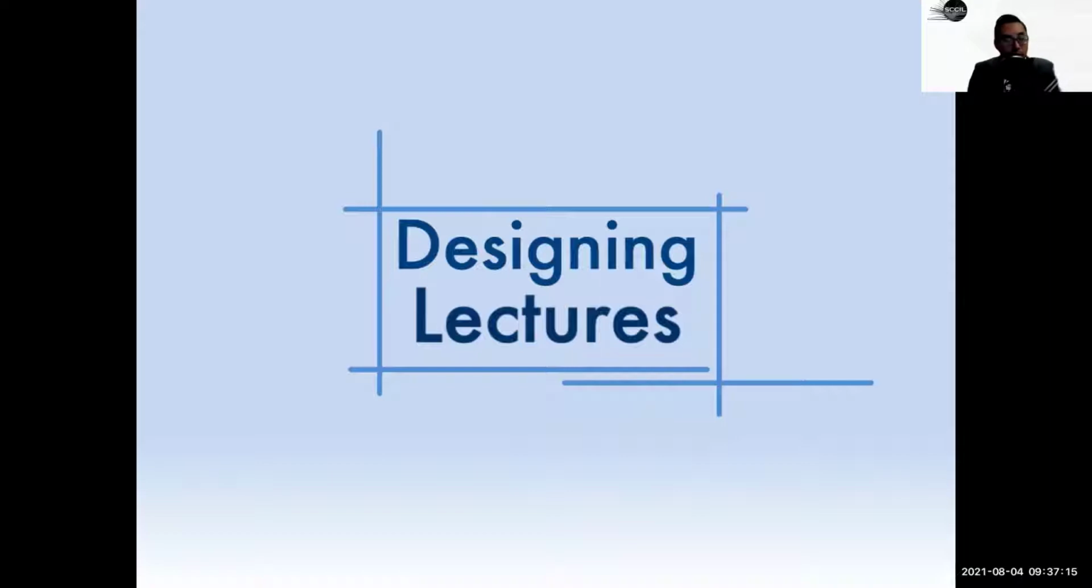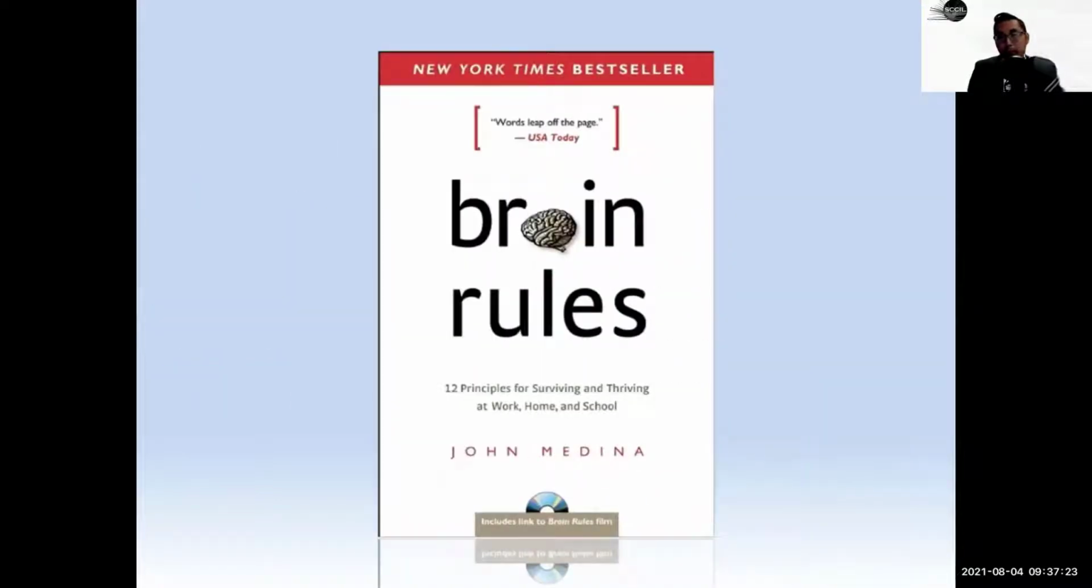So when designing lectures, as librarians, you'd want to start looking at books. So let me start off with this first book here, and that's Brain Rules by John Medina. Now, John Medina is a molecular biologist, and in this book, he talks about 12 rules that cover how the brain works and how we can get the most out of it.